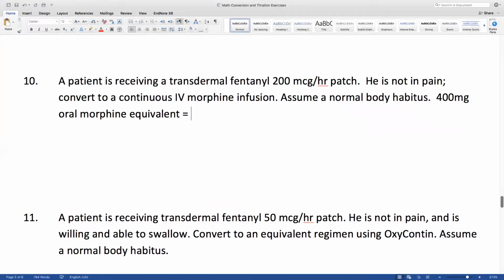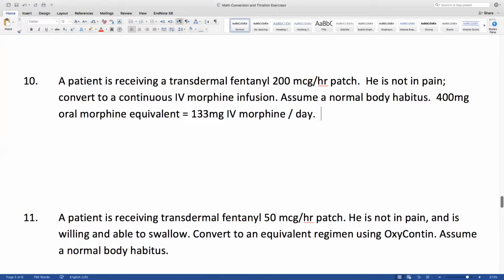What's his IV? 125, something like that. What's 400 divided by 3? 100, oh, good Lord. Okay, 130, let's do it right so nobody yells. 133 milligrams of IV morphine per day.